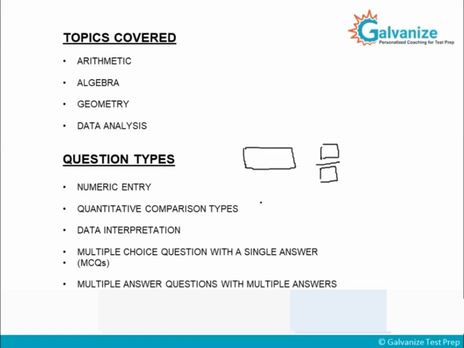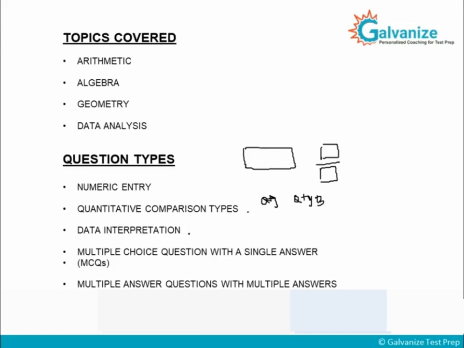A quantitative comparison question. Two quantities will be given to you, quantity A and quantity B. You need to check which one is greater. This is eventually a multiple choice question where 4 options are fixed. Quantity A is greater, or quantity B is greater, or both quantities are equal, or the relationship cannot be determined.